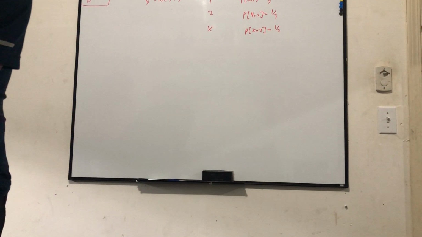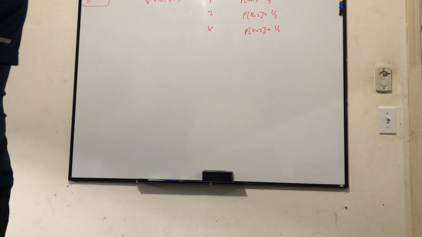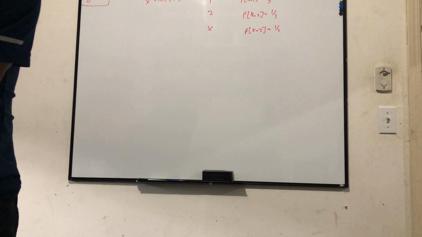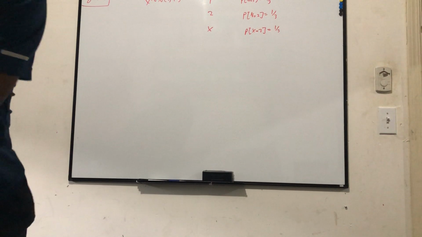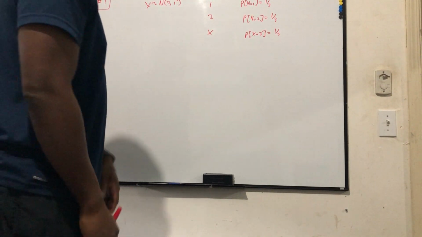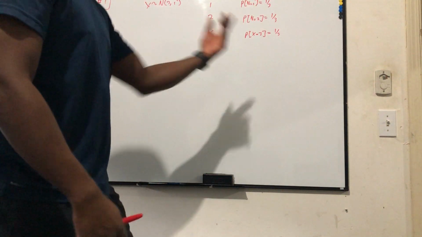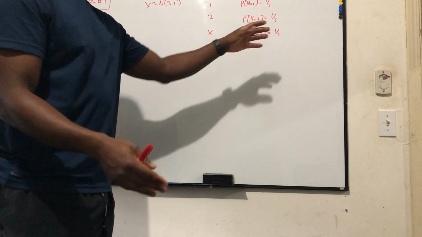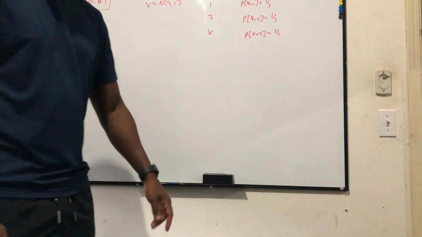All right, it says a wheel is spun with the numbers 1, 2, and 3 appearing with an equal probability of one third. So you get to spin a wheel, and the spin's going to say 1, it's going to say 2, or it's going to say 3. And all three are equally likely. They all have the probability of one third.